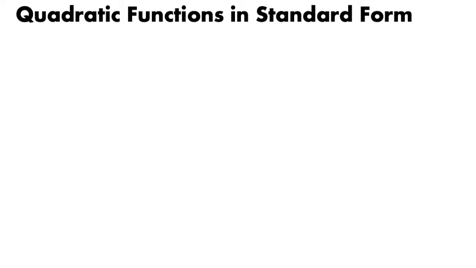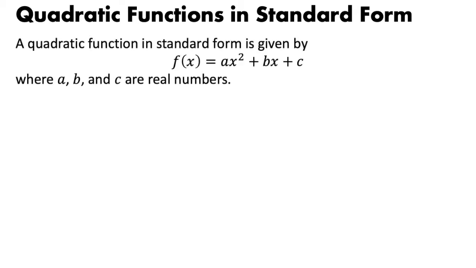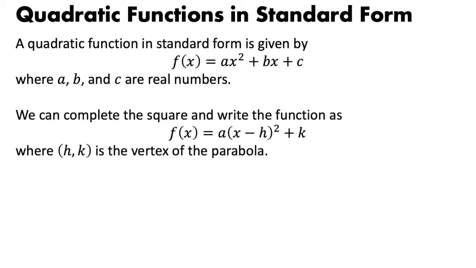Section 3.1: Quadratic Functions in Standard Form. A quadratic function in standard form is given by f(x) = ax² + bx + c, where a, b, and c are real numbers. We can complete the square and write the function as f(x) = a(x − h)² + k, where (h, k) is the vertex of the parabola.